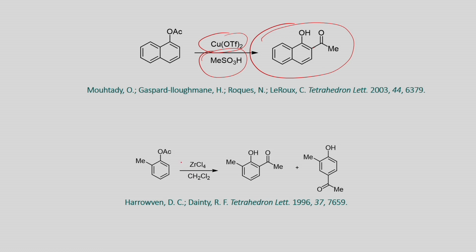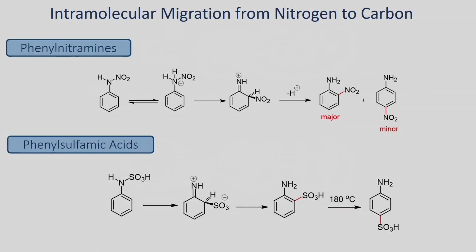And the next example involves the rearrangement of N-arylazoanilines in the presence of zirconium chloride and dichloromethane. It undergoes rearrangement to give ortho as well as para substituted ketones, as you can see here. And so, as you can see, this Fries rearrangement has broad utility. We have the aryl ester, which can readily undergo rearrangement in the presence of Lewis acid to give this ketone as the product.